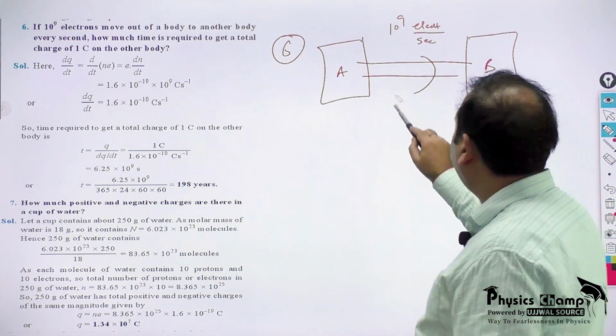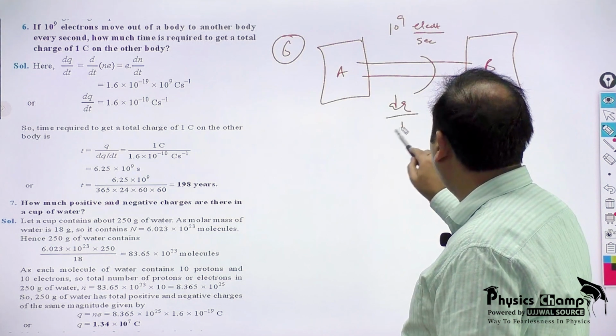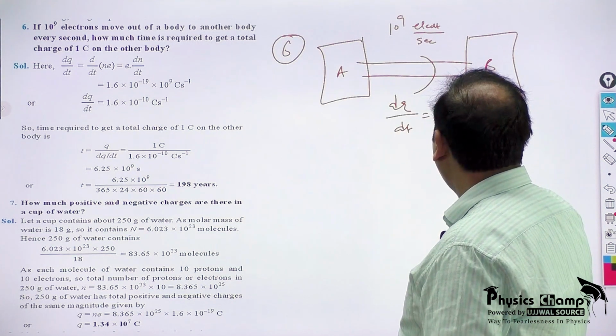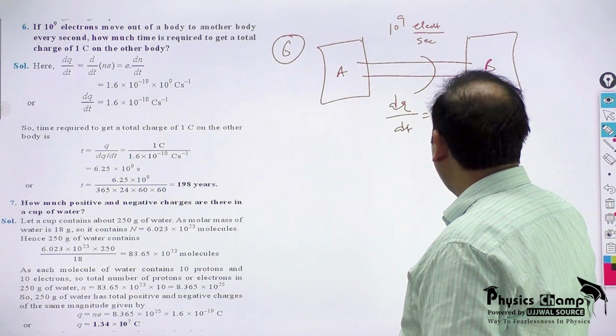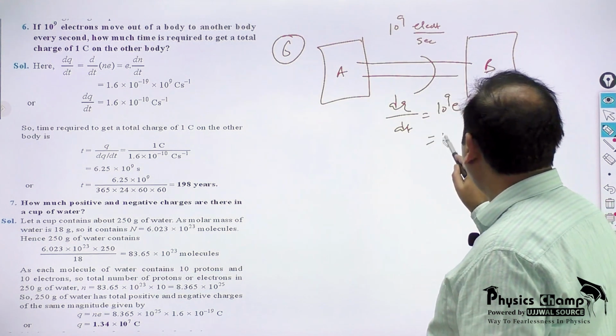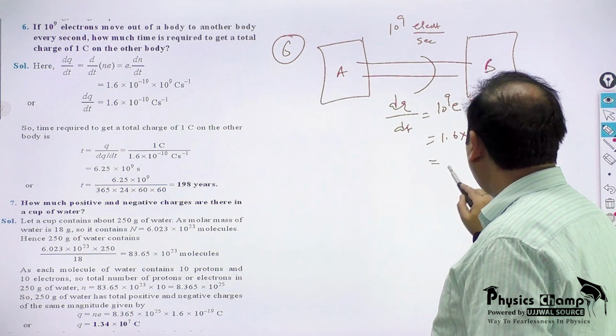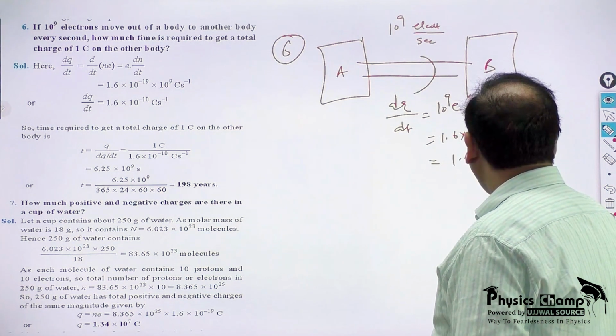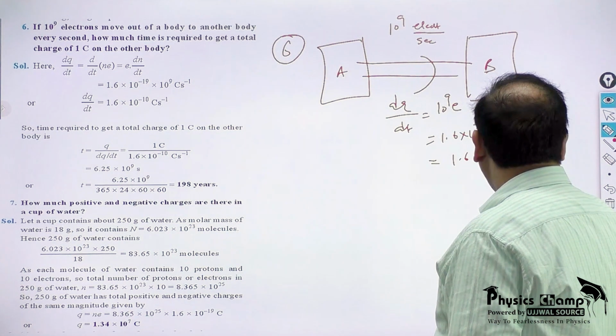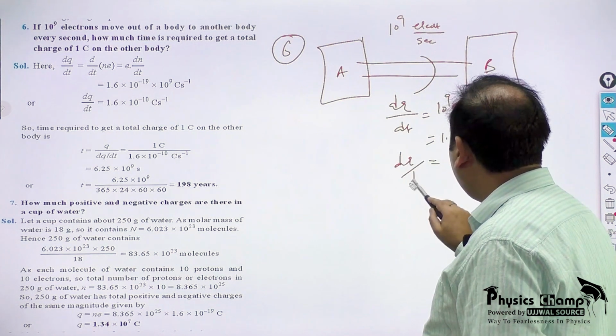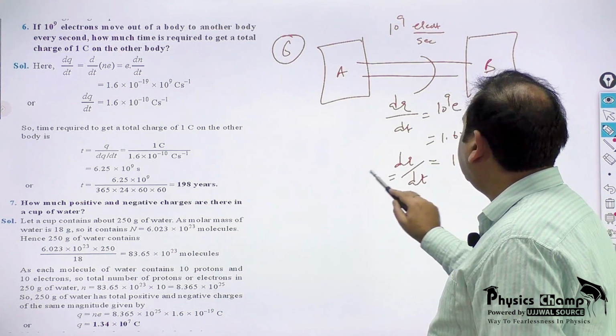I can represent it as dq by dt. Rate of flow of charge is 10 to the power 9 e, or 1.6 into 10 to the power minus 19 into 10 to the power 9. So rate of flow of charge is 1.6 × 10 to the power minus 10 coulomb per second. So there is a flow of charge from one body to another, which is actually current.